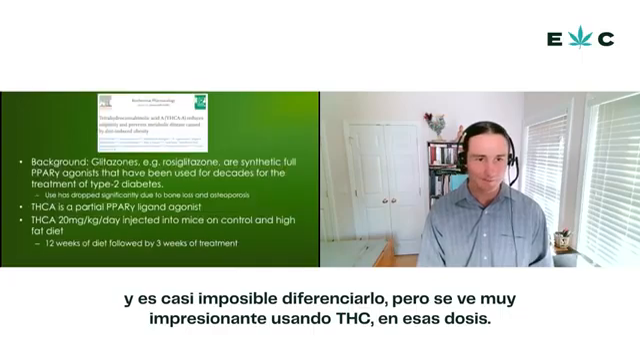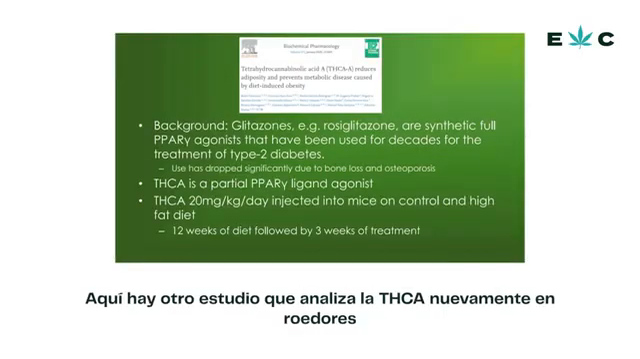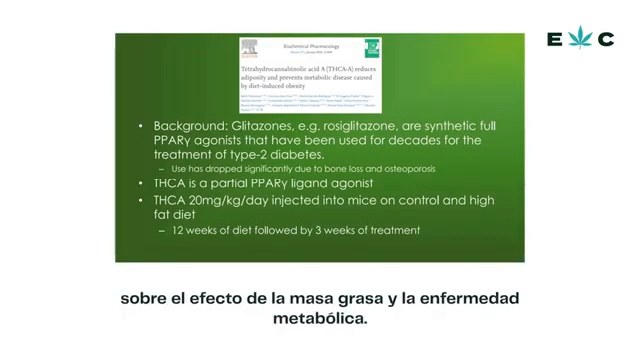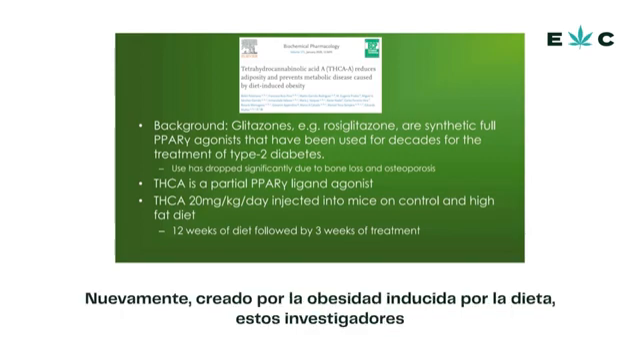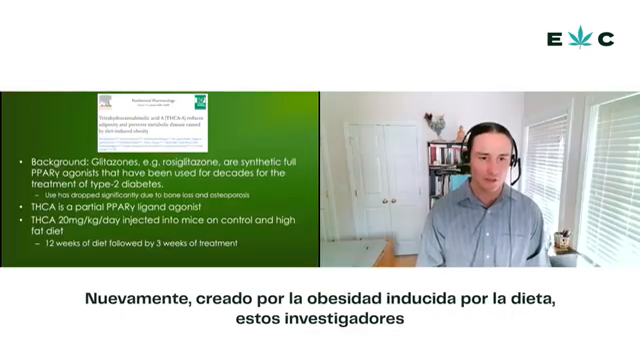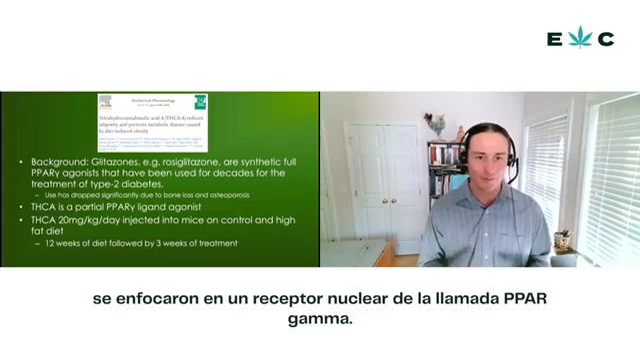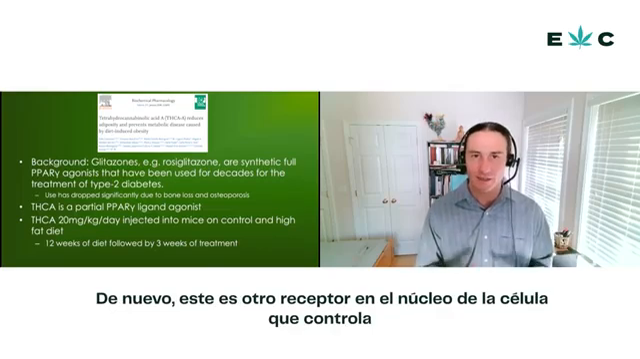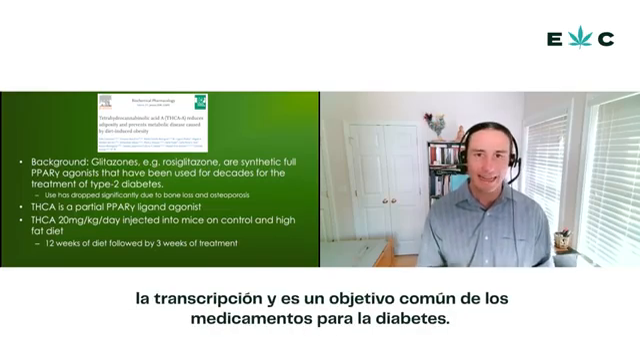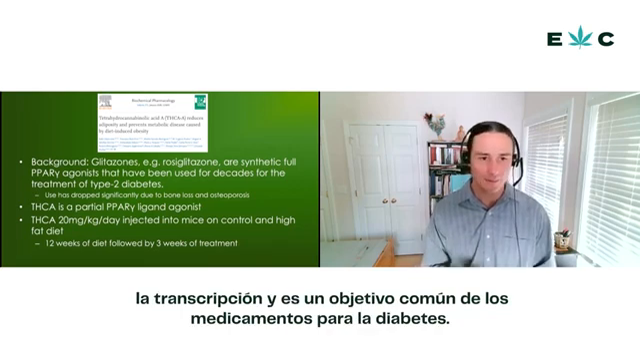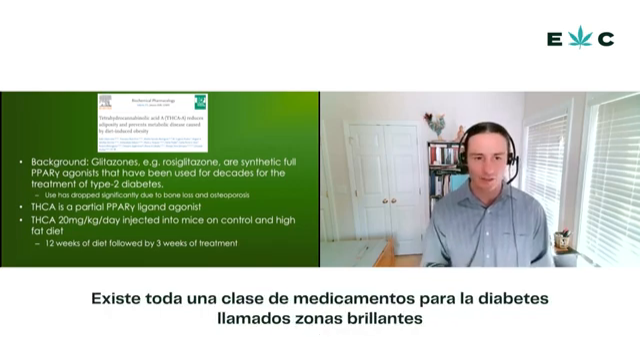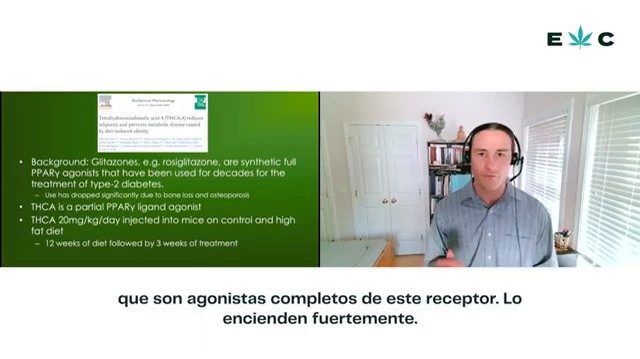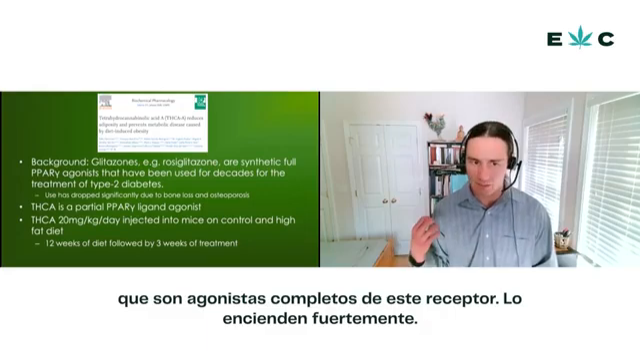at those doses. Now, here's another study looking at THCA, again in rodents, on the effect of fatty mass and metabolic disease, again created by diet-induced obesity. What these researchers focused on is a nuclear receptor called PPAR gamma. So again, this is another receptor on the nucleus of the cell that controls transcription. And it's a common target of diabetes medications. There's a whole class of diabetes drugs called the glitazones that are full agonists of this receptor. They turn it on strongly.